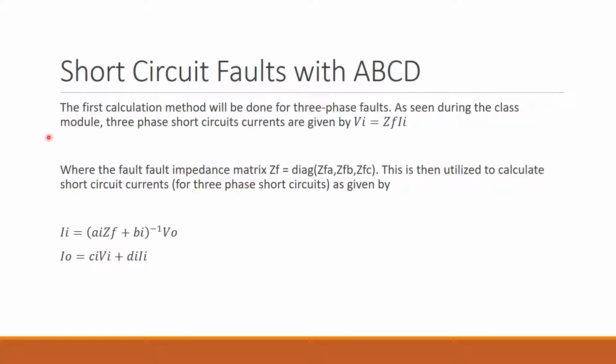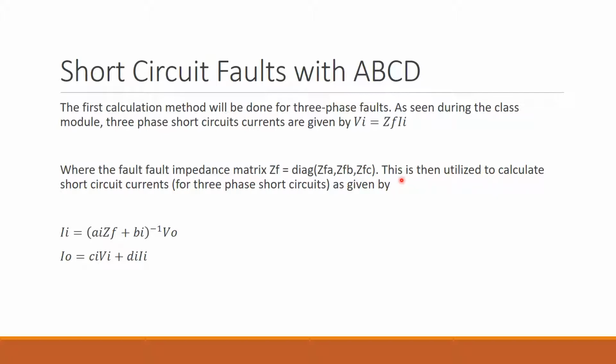So basically, when performing short circuit faults with ABCD parameters, the first calculation method will be done for three-phase faults. So we're going to start with the simplest, the most straightforward one. As seen during the class model, three-phase short circuit currents are given by VI equals CF times II, where VI is the voltage of interest, II is the current of interest, and CF is basically the impedance of the fault. Where the fault impedance matrix CF equals the diagonal of CFA, CFB, and CFC, where A, B, and C are basically our phases, phase A, phase B, phase C.